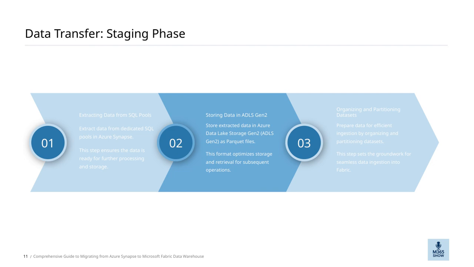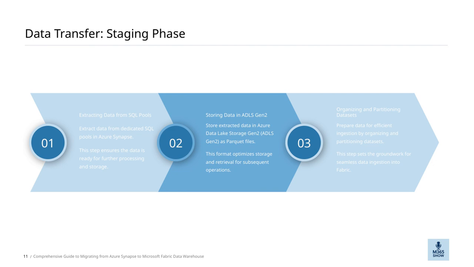Once we've extracted the data, the next move is to store it in Azure Data Lake Storage Gen 2 as Parquet files. Using Parquet is a strategic choice because it optimizes both storage space and retrieval speed, which will be very helpful later on. After storing the data, the next important task is to prepare it for efficient ingestion into Microsoft Fabric. This involves organizing and partitioning the datasets.